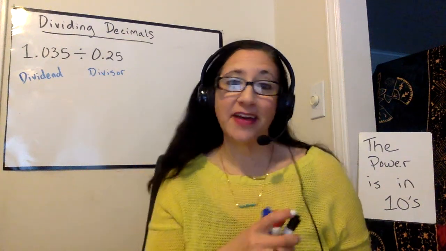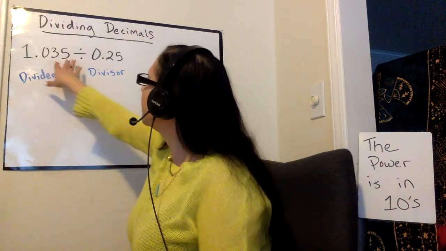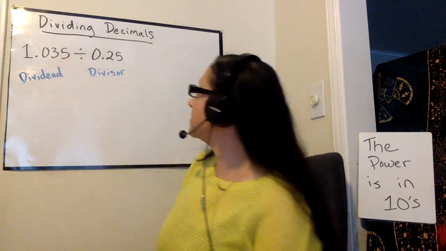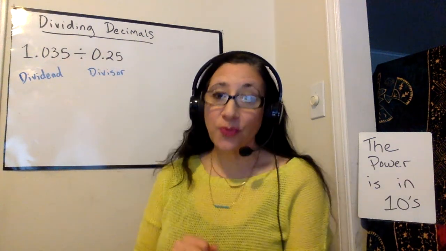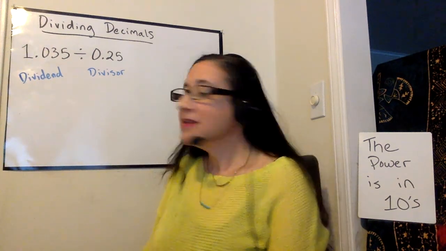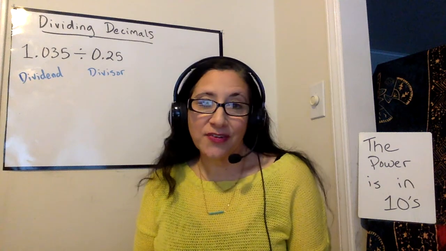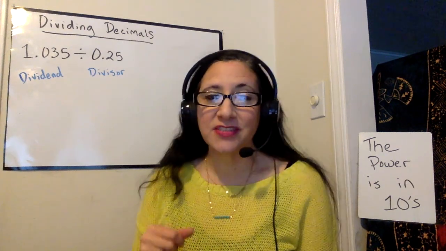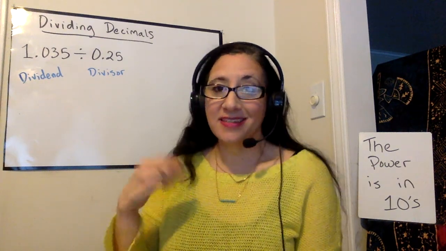Today we're going to be dividing decimals. Okay, so our first number here is 1 and 35 thousandths. Our second one is 25 hundredths. This first number is called the dividend. The second one is called the divisor. The divisor is the action, it's the verb, it's the one that's doing the dividing.